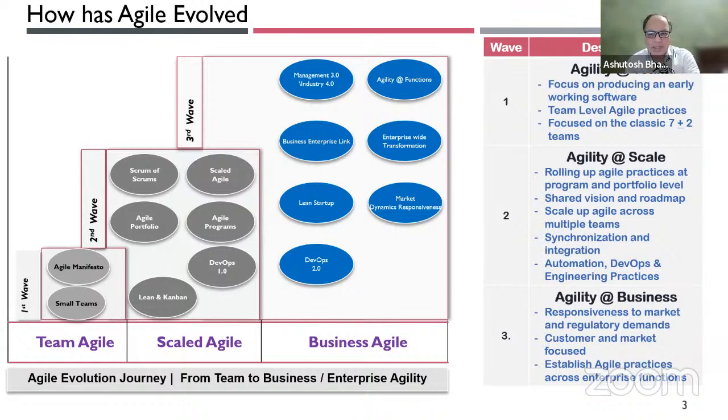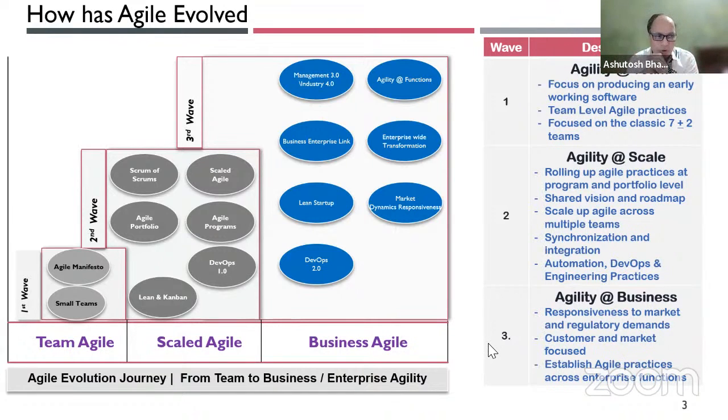Can I make my HR more agile? Can I make my finance team more agile? What about my operations team? What about my manufacturing team? How can I apply agile practices at that level? And that is where words like business agility and digital transformation, I think you would have heard these words, started coming up. And then, how do I roll up?